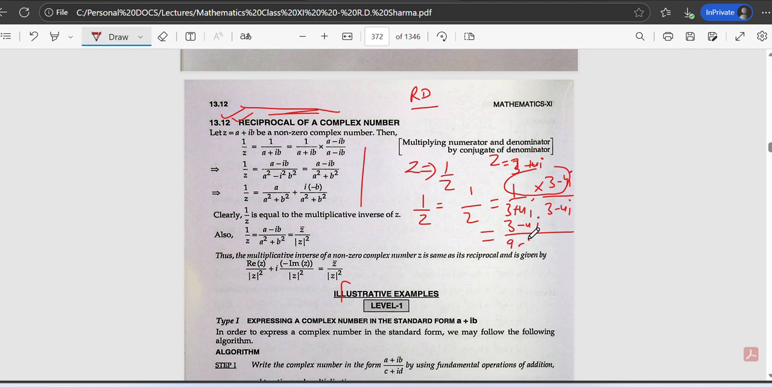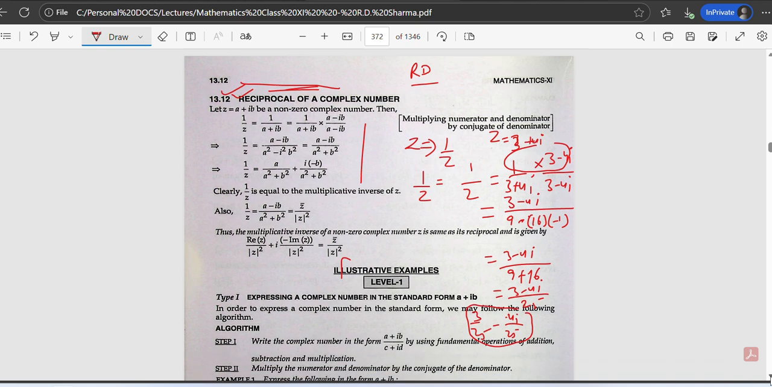So the denominator is of the form a plus b times a minus b. So 9 minus 4i square, right? So 16 and i square is minus 1. So 3 minus 4i divided by this, minus and minus become plus. So 9 plus 16. So 3 minus 4i divided by 25. So 3 by 25 minus 4i by 25. So this is the value of the reciprocal of that particular complex number. Okay, so like that it should go.